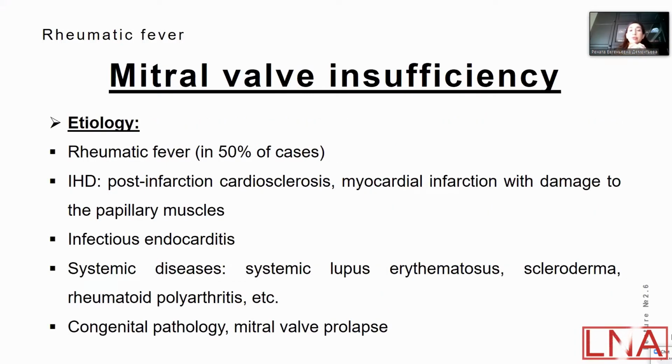About etiology of mitral valve insufficiency: rheumatic fever in 50% of cases of developing mitral valve insufficiency, ischemic heart disease, post-infection cardiosclerosis, myocardial infarction with damage to the papillary muscles, infective endocarditis, systemic diseases like systemic lupus erythematosus, scleroderma, rheumatoid polyarthritis with affected cusps of the valve, and congenital pathology with a prolapse of the mitral valve.